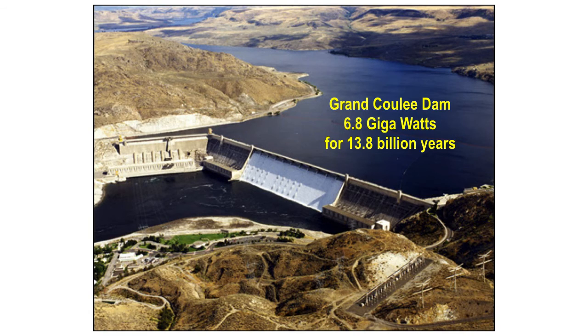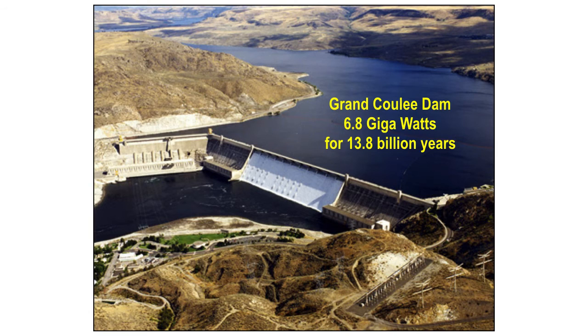And if you ran Grand Coulee Dam at 6.8 gigawatts and converted all that energy into mass, converted it all into water, and if you ran it for a day, a month, a year, and in fact, if you ran it for the entire age of the universe, in other words, for every instant of time from the Big Bang up to today, which is about 13.8 billion years, how much water would that convert to?